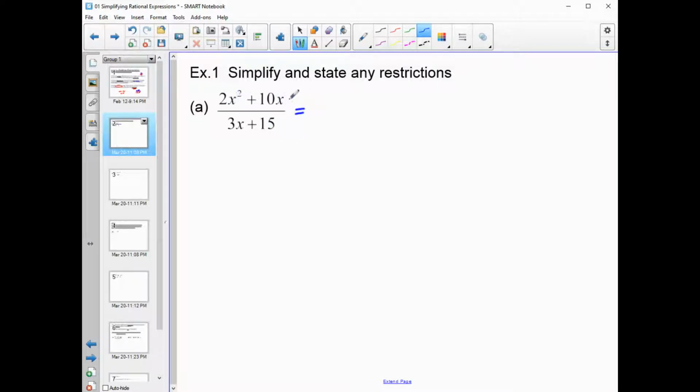So in the numerator, I'm going to factor that as much as I can. 2x² + 10x has a common factor of 2x, or the greatest common factor of 2x. And then we end up with this additional factor of x + 5. And then in the denominator, there's a greatest common factor of 3. And then we have another factor of x + 5.